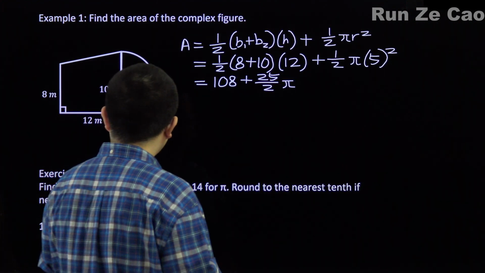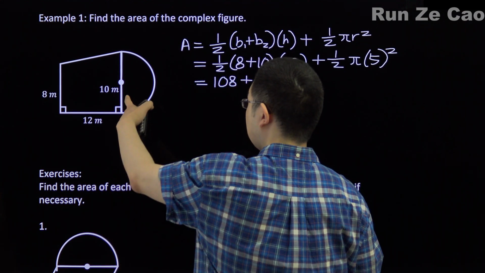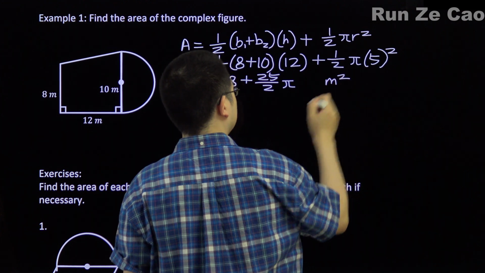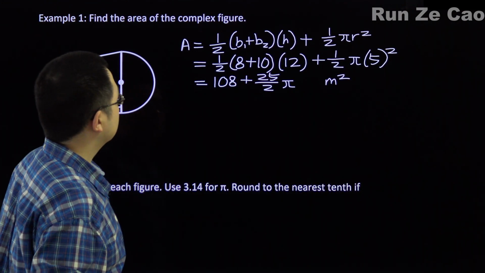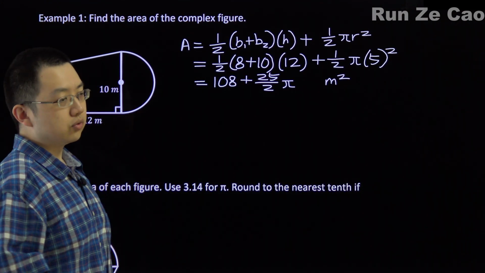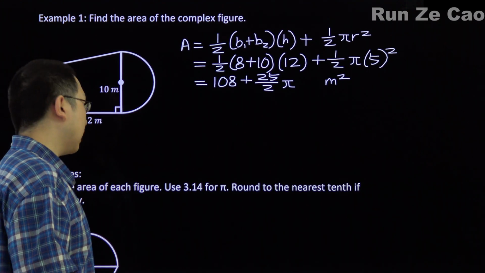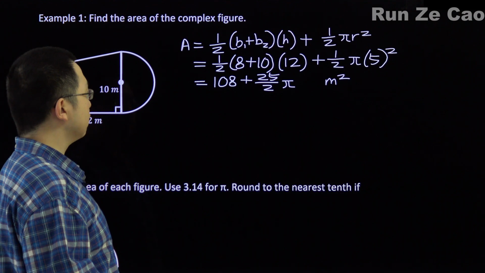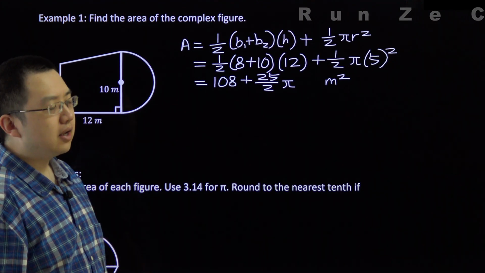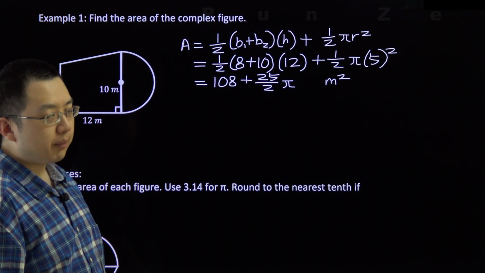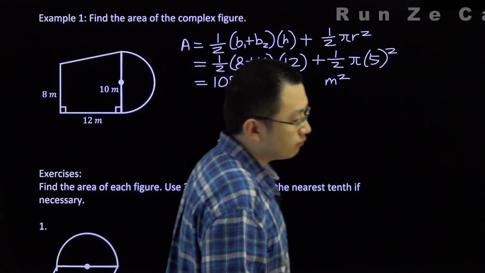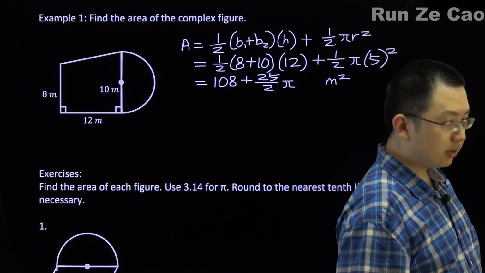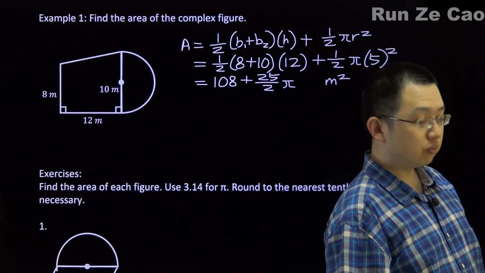And this area is in what units? Oh, these are all in meters, so it's in meters squared. Of course, if you tell somebody that a park has an area of 108 plus 25 over 2 pi meters squared, that's not a very useful number, so that's why approximations are a thing. But it doesn't tell us to approximate, so we're not going to.